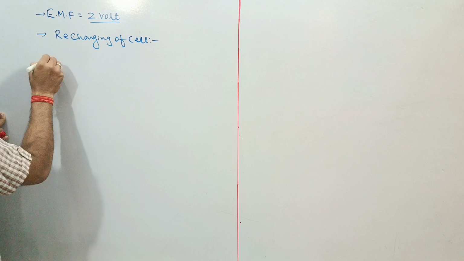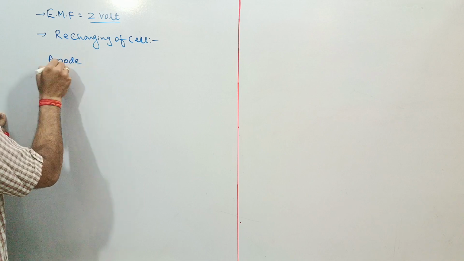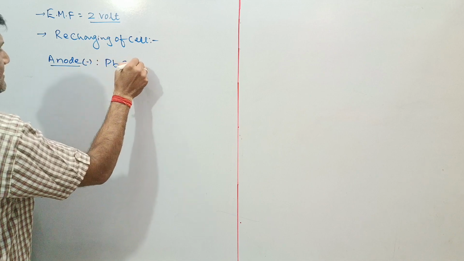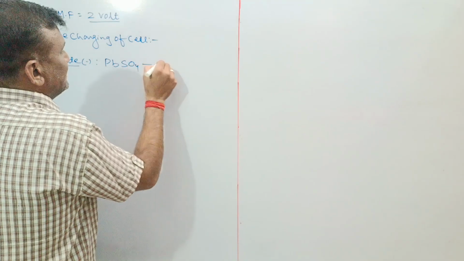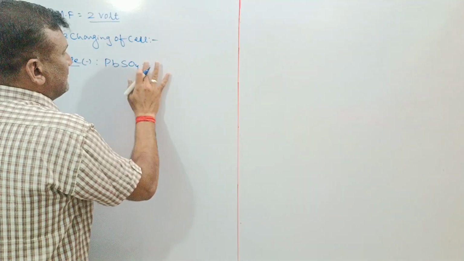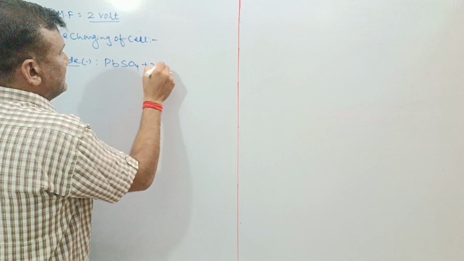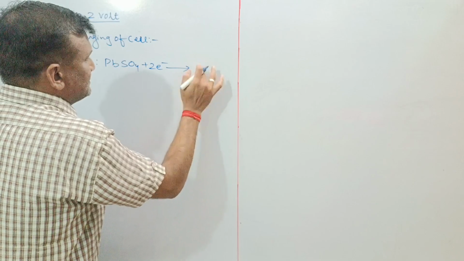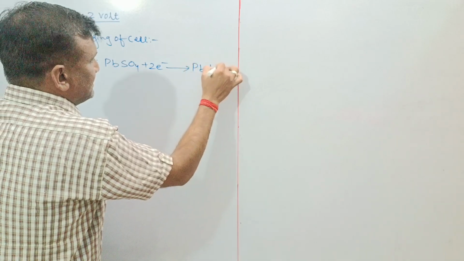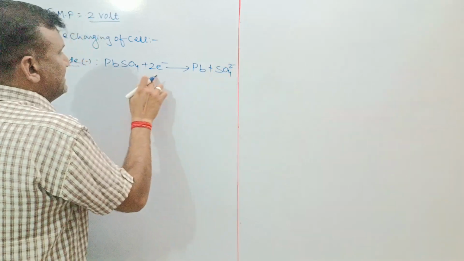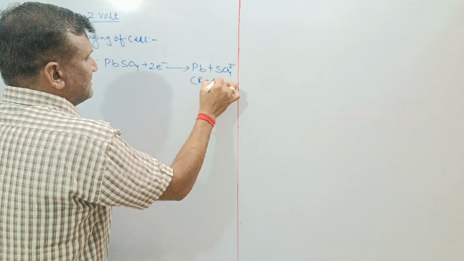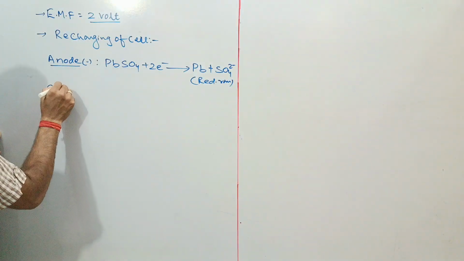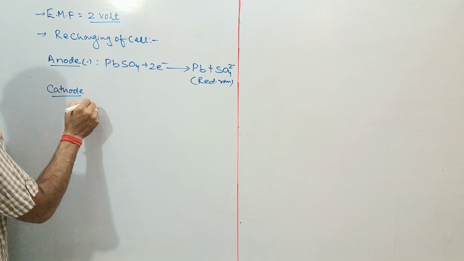So reaction will be inverse. Now this is the anode, negative terminal. यहाँ पर्टिकुलर PbSO4 का चेंज होगा, here will gain 2 electrons because it's a reverse reaction. It changes into Pb and SO4 2 minus. You can see gain of electron is called reduction reaction. Now the time to discuss the cathode, that is the positive terminal.